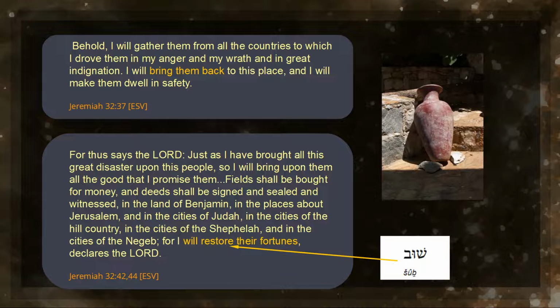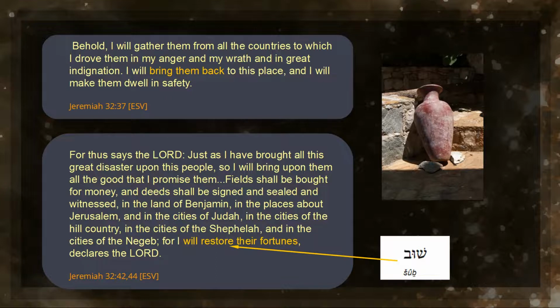God's response is in verses 26 to 44 and confirms that Jerusalem will be captured and completely demolished so that "I will remove it from my sight." However, God promises two very important things. In Jeremiah 32:37, he states, "Behold, I will gather them from all the countries to which I drove them in my anger and my wrath, and in great indignation. I will bring them back to this place, and I will make them dwell in safety."